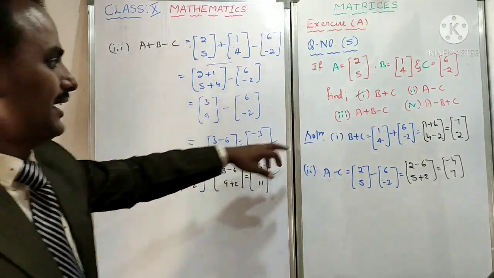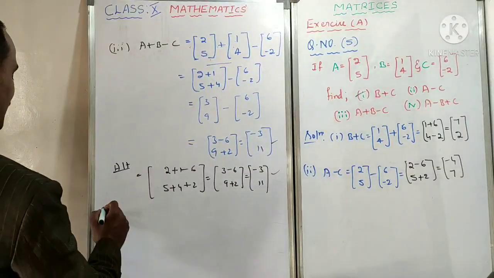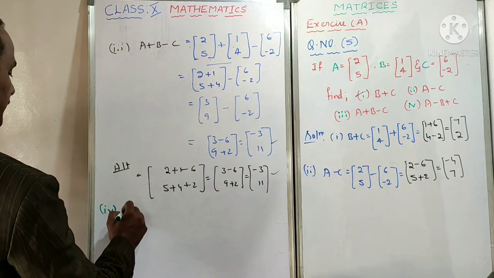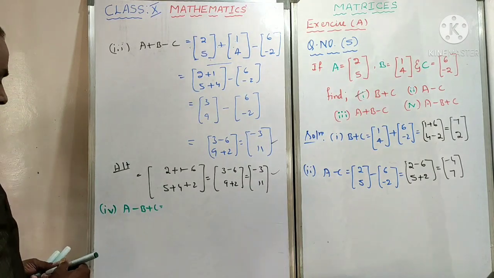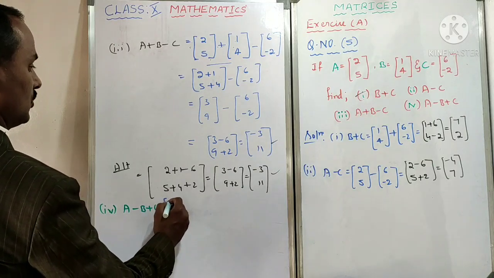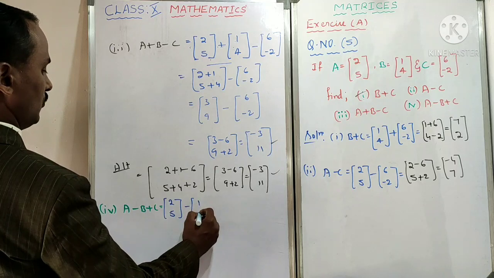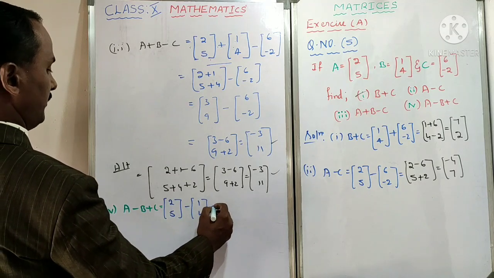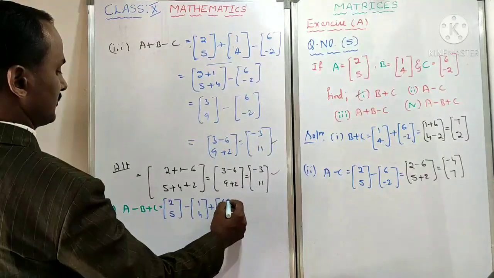Shall I do this method, A minus B plus C? Yes, I will do that method. Fourth one. A minus B plus C is equal to matrix A elements which are there. Matrix A element 2, 5, minus matrix B element 1, 4, plus, here, matrix C element 6, minus 2.